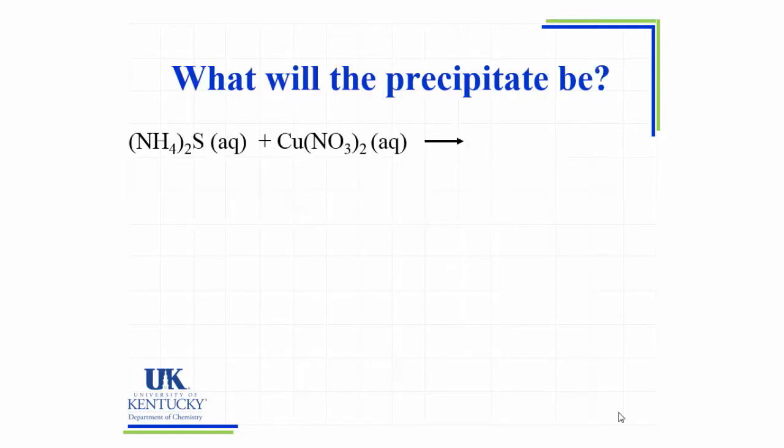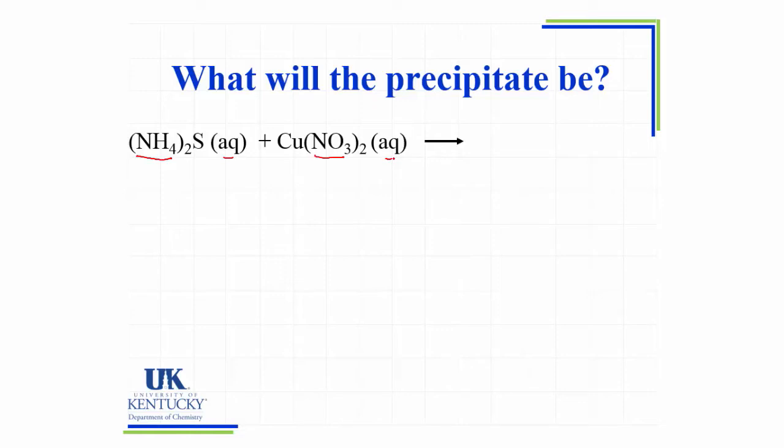We have two compounds here, ammonium sulfide and copper nitrate. These are both soluble compounds. Note that we have our ammonium ion and a nitrate ion. So we have two soluble compounds. These are listed as being in the aqueous phase because they're dissolved in water. Now what I need to do is figure out what the potential products are.